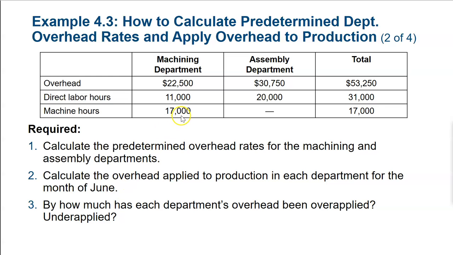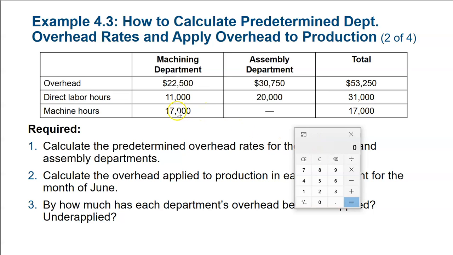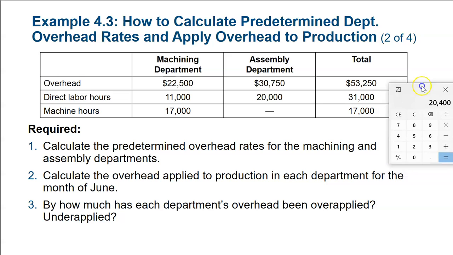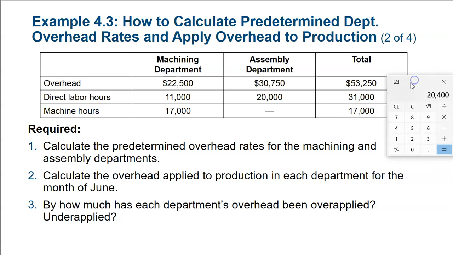Well, we've got 17,000 hours here in the machining department, and we're going to take those 17,000 hours times the $1.20 per machine hour rate that we calculated, and we're going to come up with $20,400. So what is this? The $20,400 is the amount of overhead applied for the month of June in the machining department. Okay?